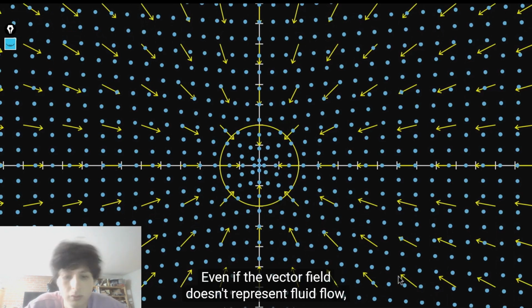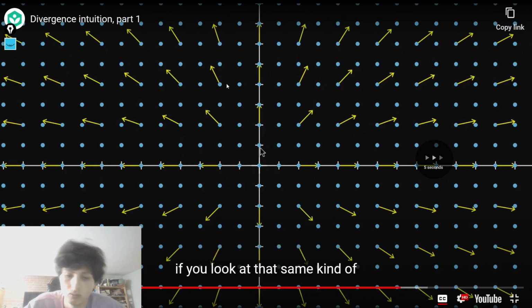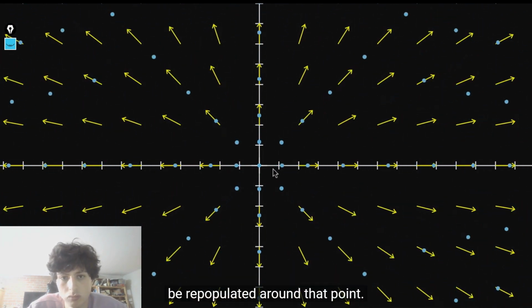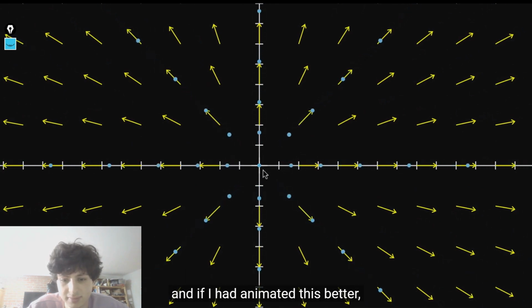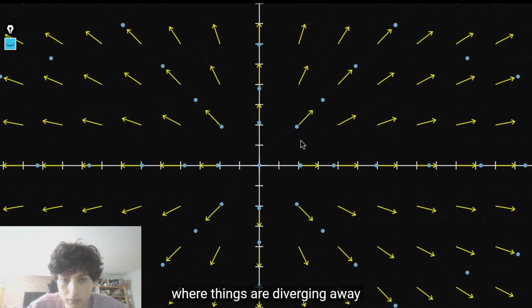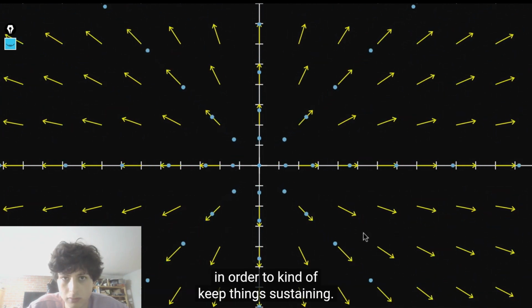And even if the vector field doesn't represent fluid flow, so it represents like a magnetic field, think about this: if you look at that same outward flowing vector field, rather than thinking of a decrease in density, imagine that the fluid would have to constantly be repopulated around that point. So you're really thinking of the origin as a source of fluid. If I animated this better, a whole bunch of other points would be sources of fluid so that the density doesn't decrease everywhere. But the idea is that points of positive divergence, where things are diverging away, would have to have a source of that fluid in order to keep things sustaining.